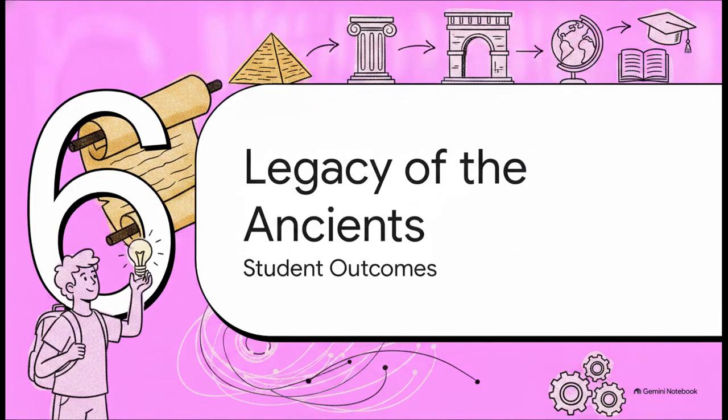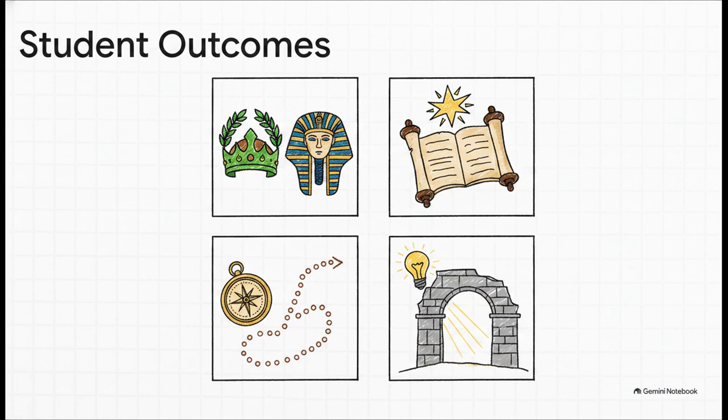Finally, Section 6, Legacy of the Ancients. Let's talk about what you actually take away from this. The curriculum defines 4 major outcomes for grade 7 students. By the end of this year, you're going to be able to clearly compare different political systems. You'll be able to explain complex religious and cultural ideas.